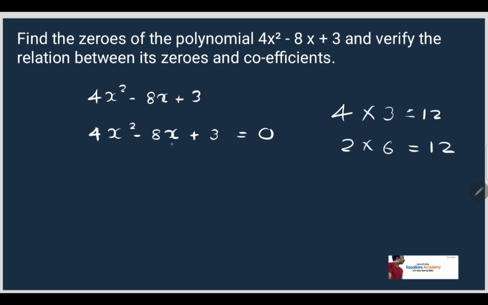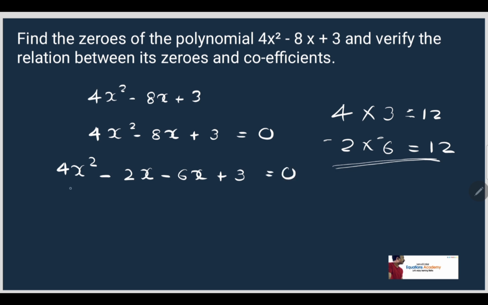Instead of this minus 8x, we will write the given polynomial equation like this: 4x square minus, instead of 8x, we will write minus 2x minus 6x. Minus 2 and minus 6. See, here we have minus 2 into minus 6 is 12. So we are taking these factors. So we'll write, instead of minus 8x, minus 2x minus 6x plus 3 equal to 0.